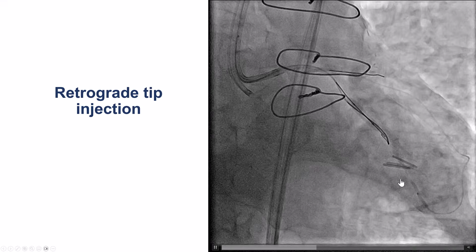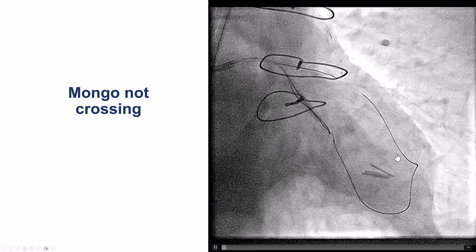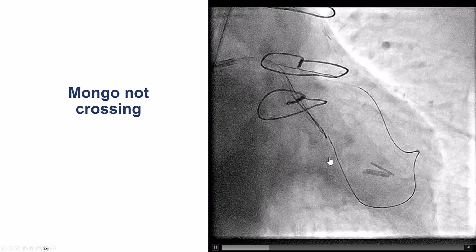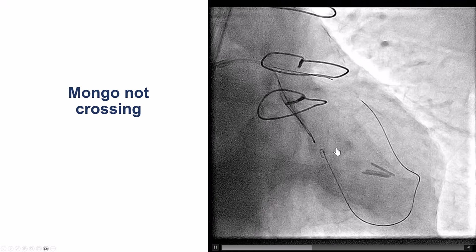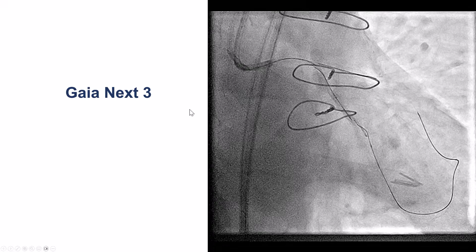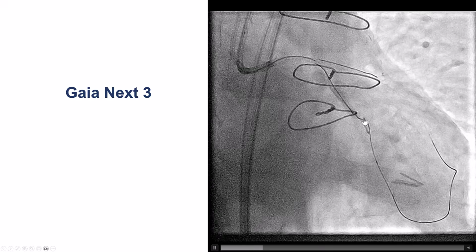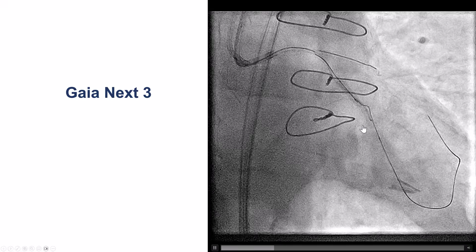Retrograde tip injection shows that we're in the true lumen. There's kind of a bland distal cap. We could not go through this with a polymer-jacketed guidewire, so we switched to a more penetrating Gaia Next 3 guidewire that seems to advance along the course of the Antegrade gear. There's some overlap between the Gaia and the Antegrade balloon.